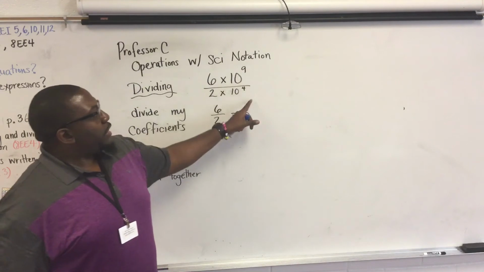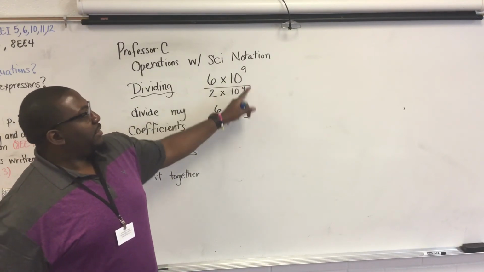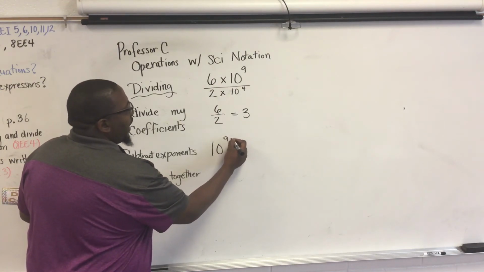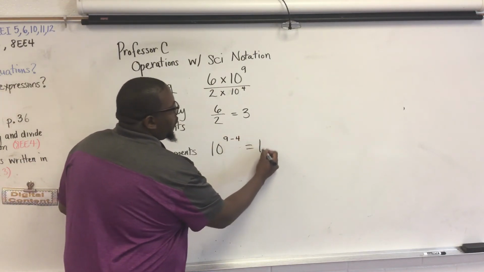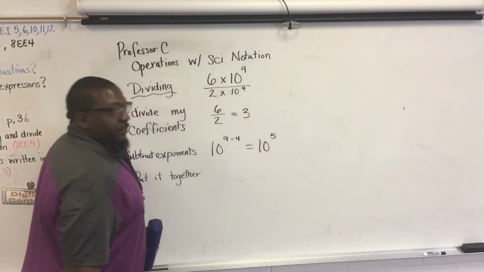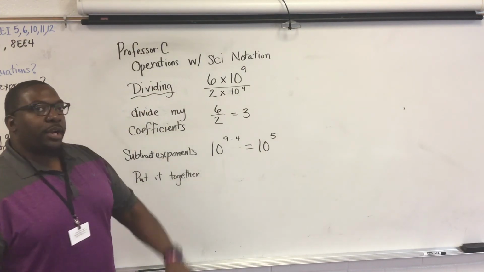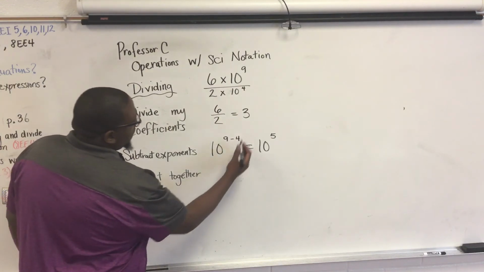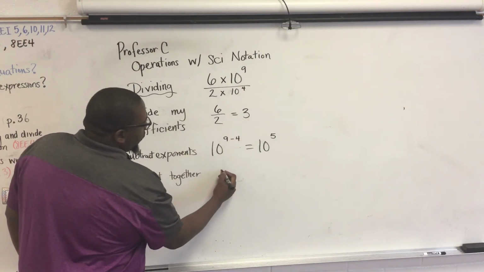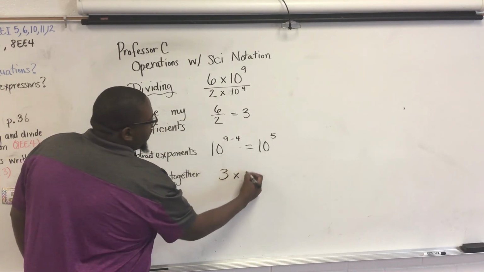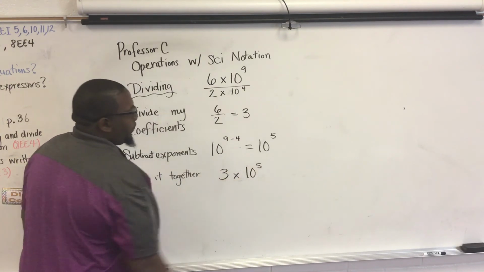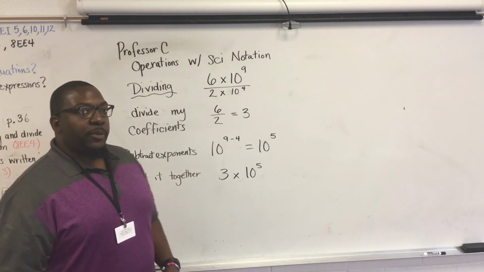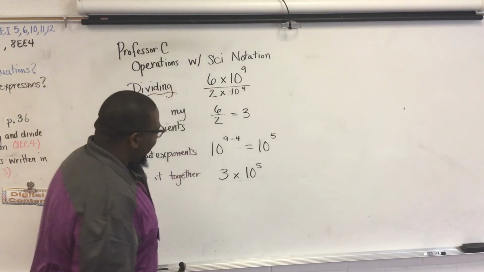So I look at my exponents. Same base, different exponents, subtract. So that is 10 to the 9th minus 4, which really equals 10 to the 5th. And again, the last step, put it all together, and let's see if we actually have a number in scientific notation. So my coefficient was 3. My base with my exponent is 10 to the 5th. There's nothing else for me to do now because my 3 is a number between 1 and 10.